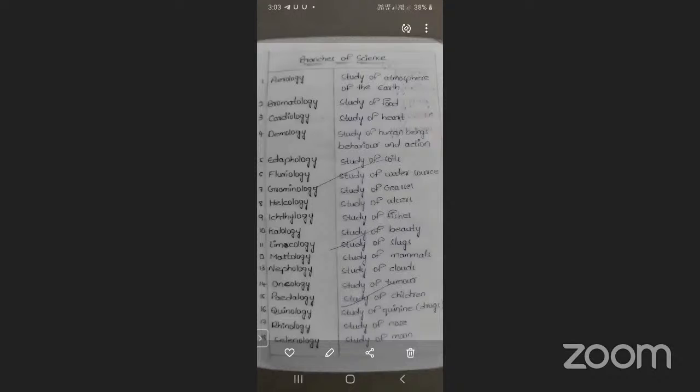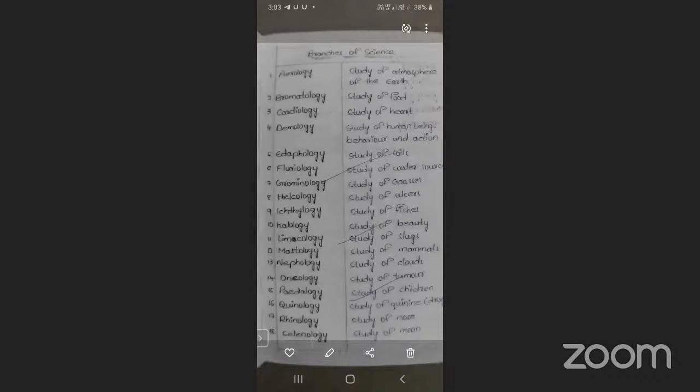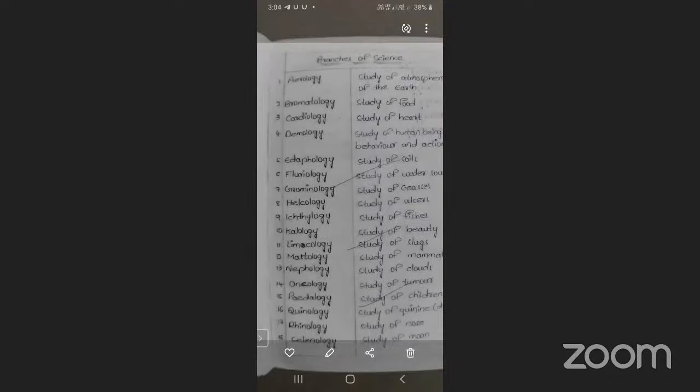So, just this is an example. In biology, many branches are there, like aerology, bromatology, cardiology, dermatology, nephrology, etc. Like that, you write in columns: on one side the branch name, and on the right side the explanation, a study of the atmosphere of the earth, a study of food, like that. Okay. So I have shown it in the figure.